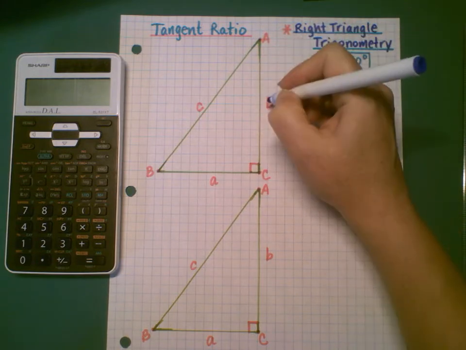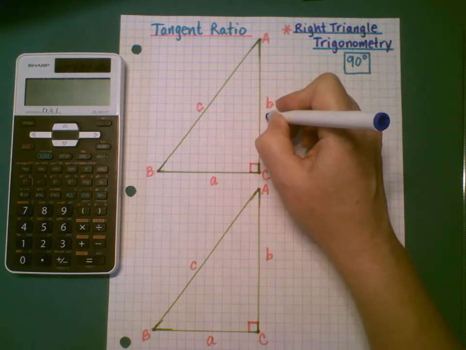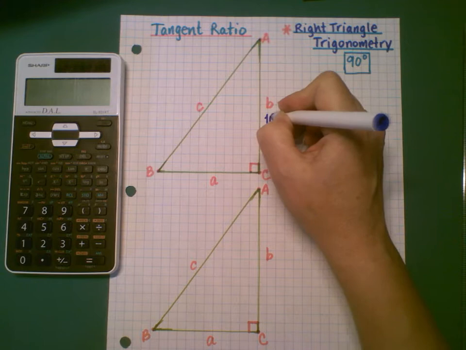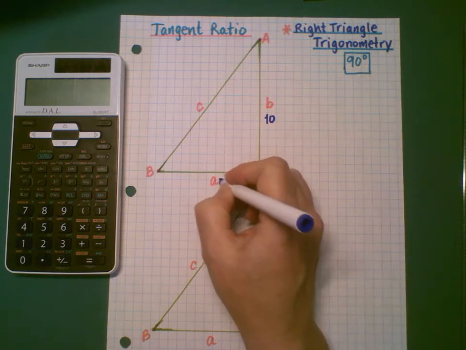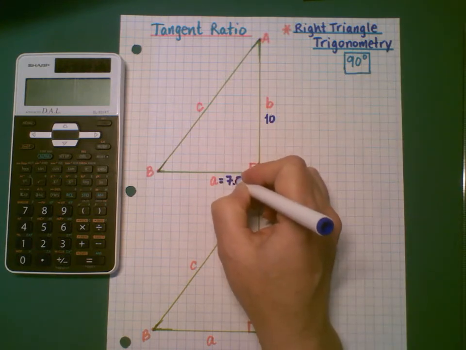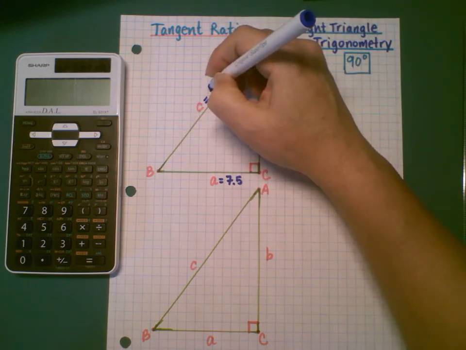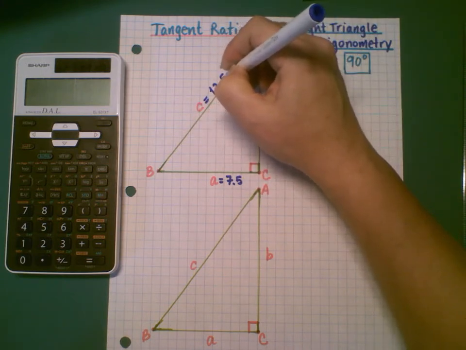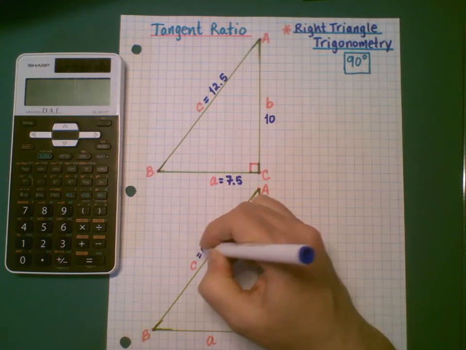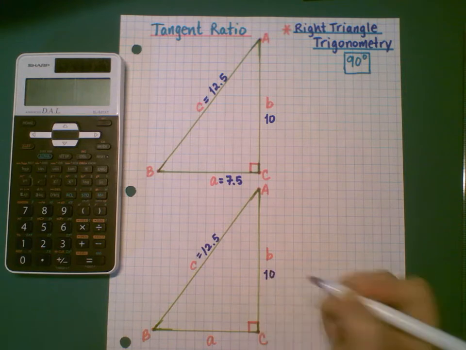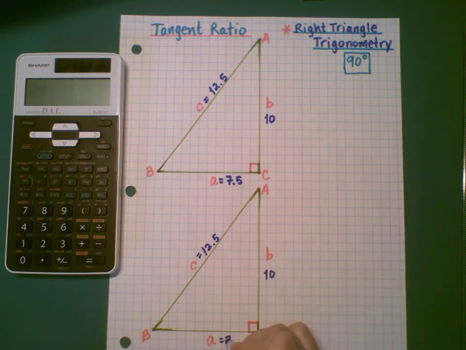So in this triangle that I've given, the measurements are as follows. The measure of side length B is 10, side length A is 7.5, and side length C is 12.5. It's the same for both, because these are congruent.